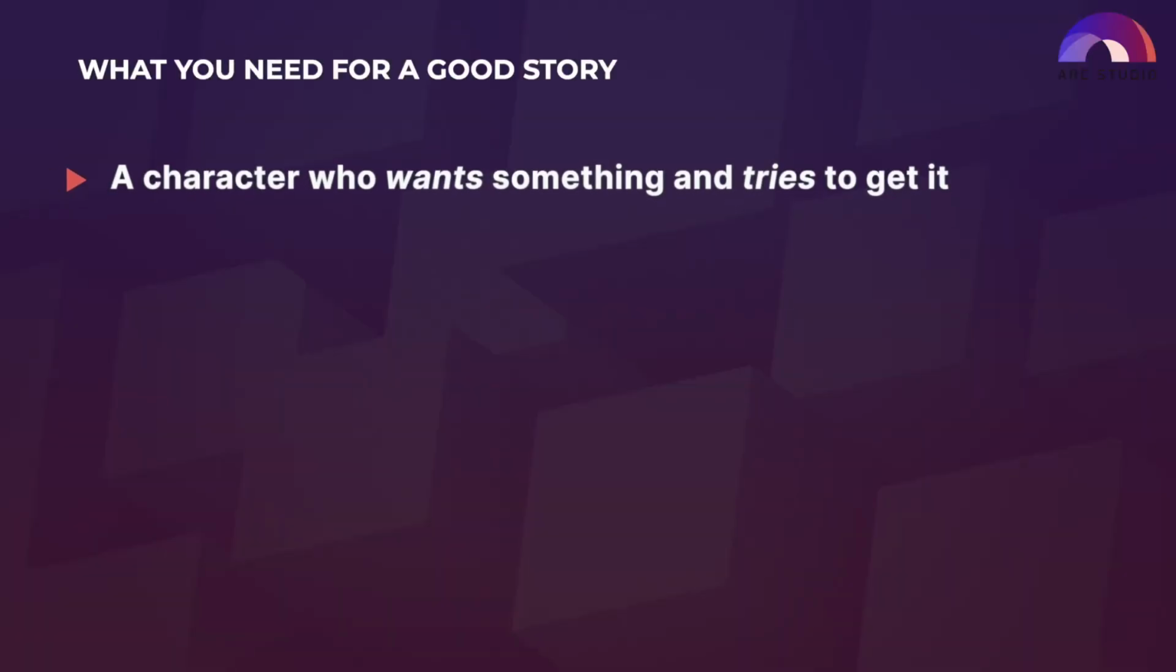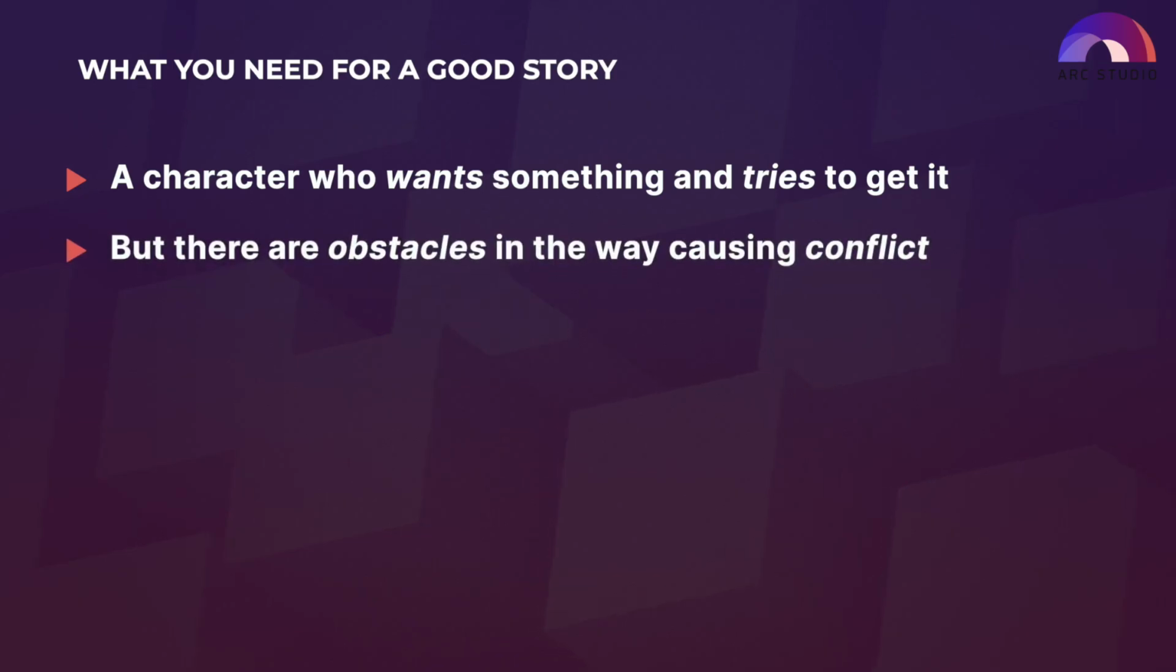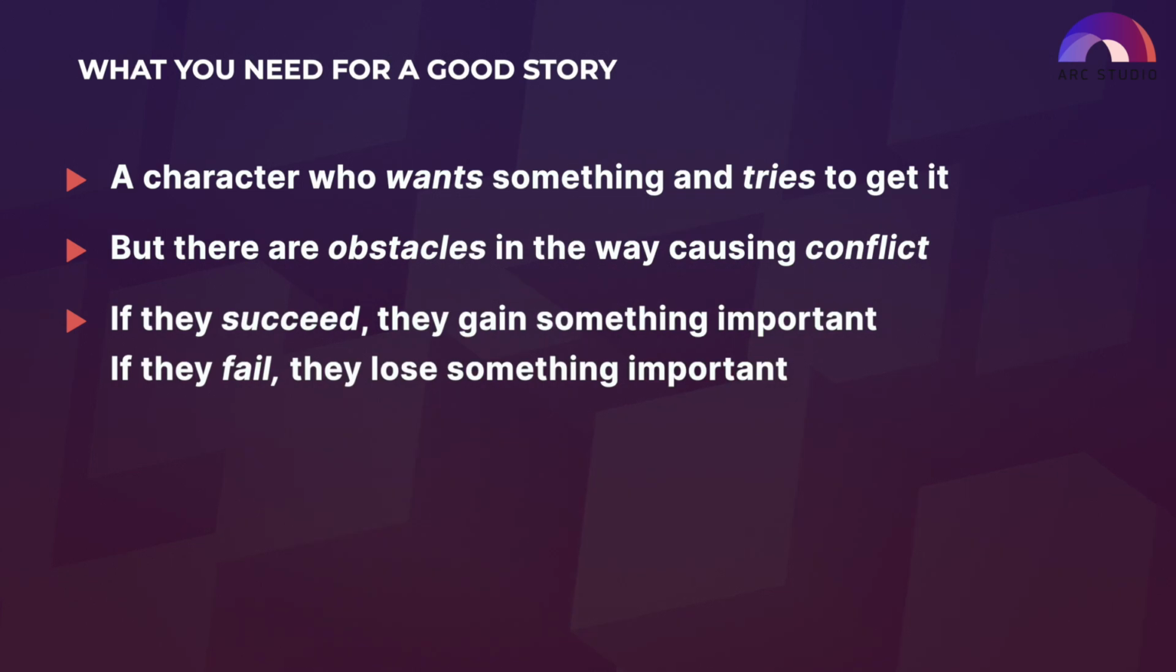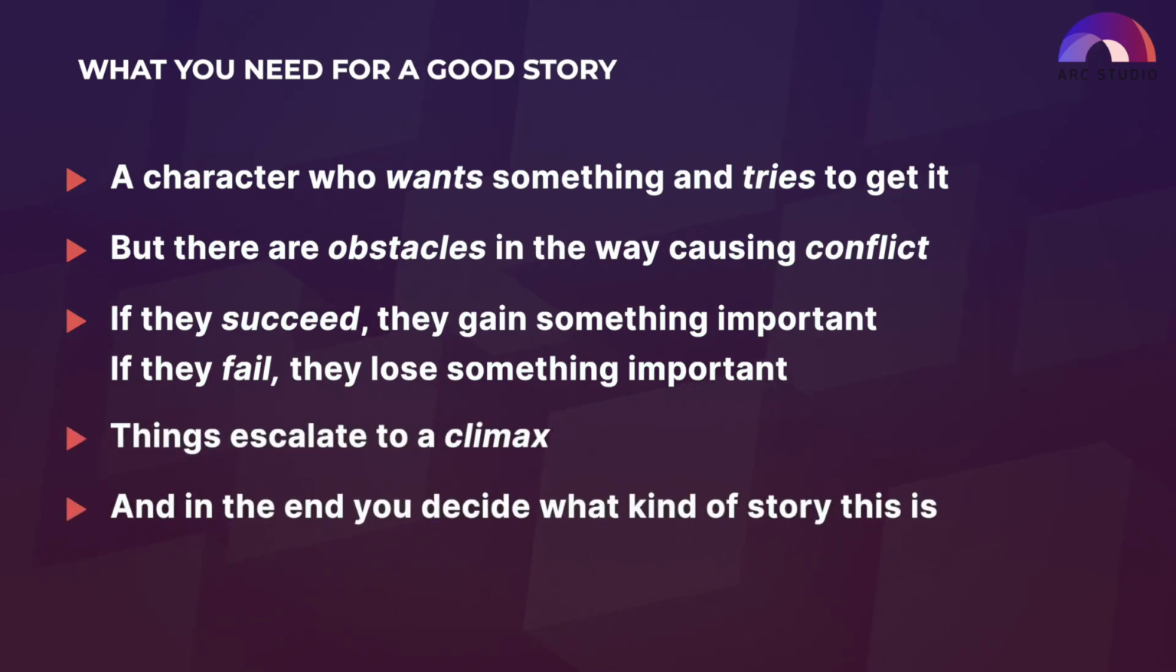Now let's get your movie started. There are a lot of ways to think about stories, but here's an approach I like that I think's pretty intuitive. You need a character who wants something and tries to get it, but there are obstacles along the way causing conflict. If they get what they want, they gain something really important, but if they fail, they lose something really important. Things escalate to a climax, and in the end, you decide what kind of story you want this movie to be. Those elements cover the beginning, the middle, and the end of your movie.